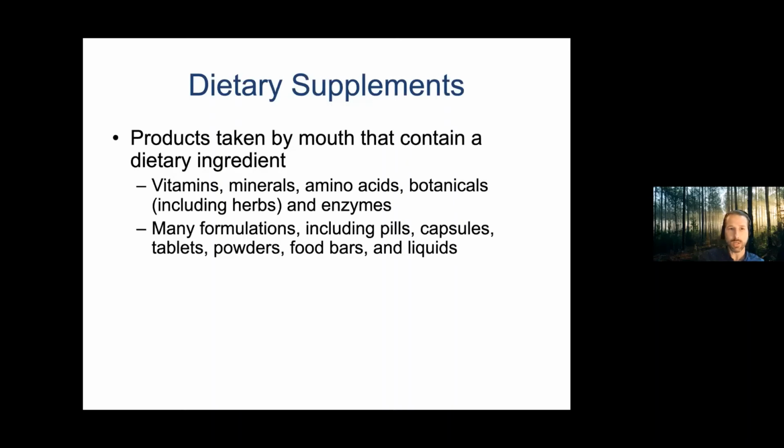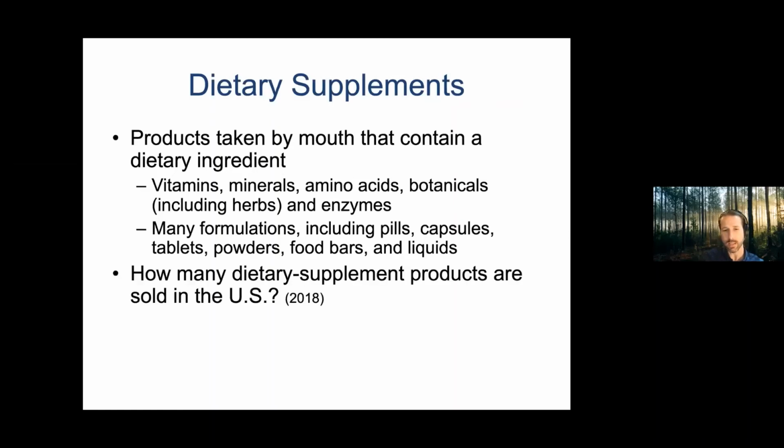So let's start with a definition of what is a dietary supplement. These are products taken by mouth that contain a dietary ingredient, such as vitamins, minerals, amino acids, botanicals, and enzymes. They come in every dosage form you could imagine. And just as a little thought quiz, think to yourself, how many dietary supplement products do you think are sold in the US? These are data as of 2018. Do you think it's 200, 2,000, 20,000? It's actually 85,000. So this is a very, very crowded market with a lot of options.